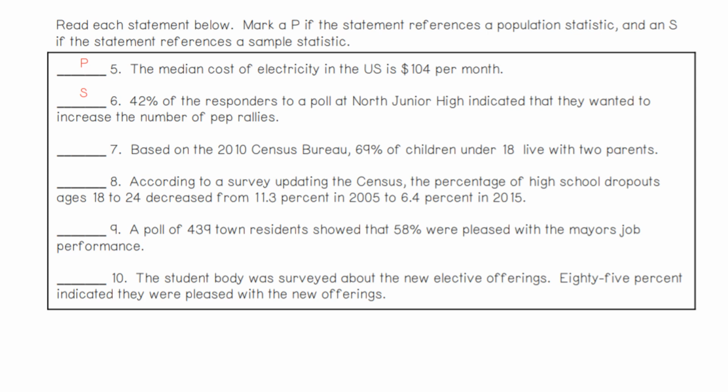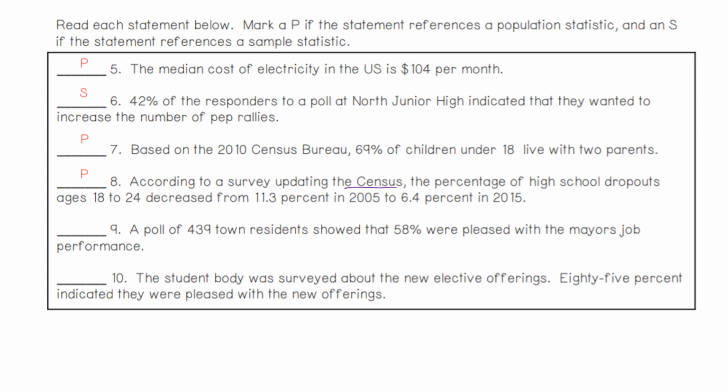Number 7, based on the 2010 Census Bureau, 69% of the children under 18 live with 2 parents. Think about, is that a large group that they're speaking to or a subgroup within a large group? So this one is a population statistic because it is a very large group that they're dealing with. Number 8, according to the survey updating the census, the percentage of high school dropouts ages 18 to 24 decreased from 11.3% in 2005 to 6.4% in 2015. Again, that is a significantly large group, because it is the census, so that is a population statistic.